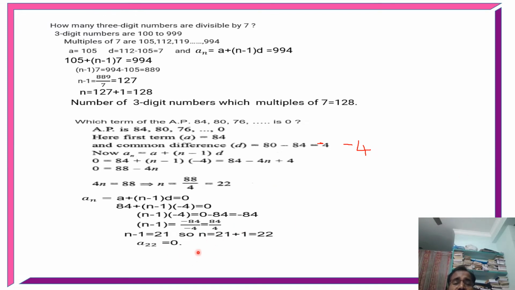In this way, we can find which term is 0 or which term is possible or not in this pattern by using a formula. Let us go with the next slide with another example or another application of arithmetic progression.